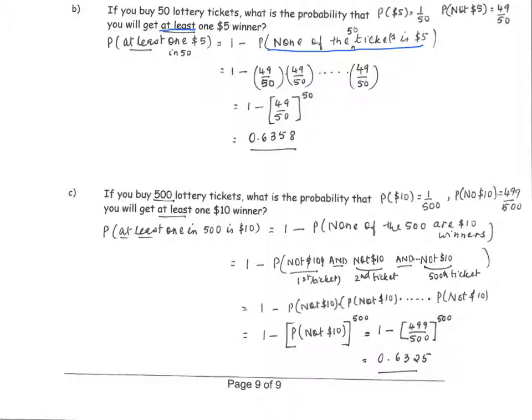So that is equal to 1 minus. The first one is not a $5 winner. The second one is not a $5 winner. And we keep going. The 50th one is not a $5 winner. So probability of winning $5 is 1 over 50. Probability of not winning $5 is 49 over 50. We plug in the numbers and get an answer. So the probability of getting at least one $5 winner if you buy 50 tickets is pretty good. It's about 63.58%.